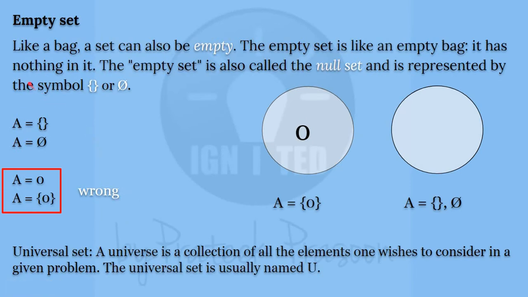Now come to this particular concept. It is quite important. Like a bag, a set can be empty. It can have no elements. The empty set is like an empty bag. It has nothing in it. The empty set is also called a null set.